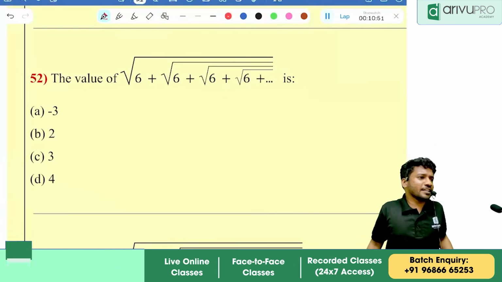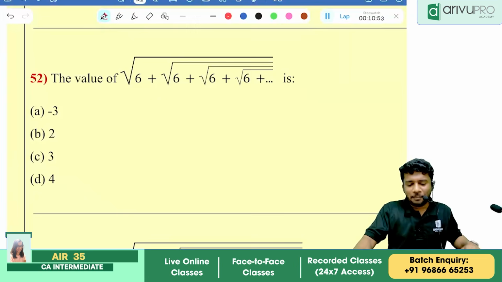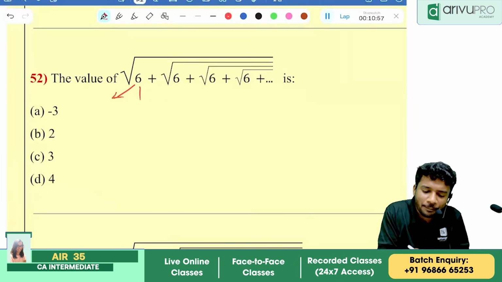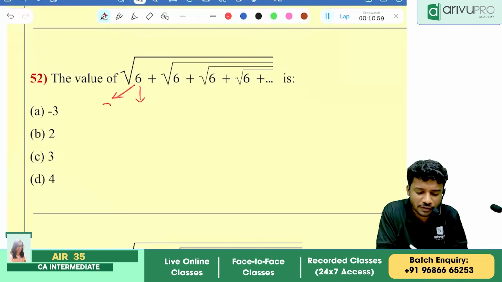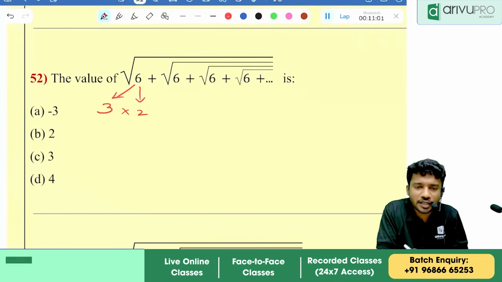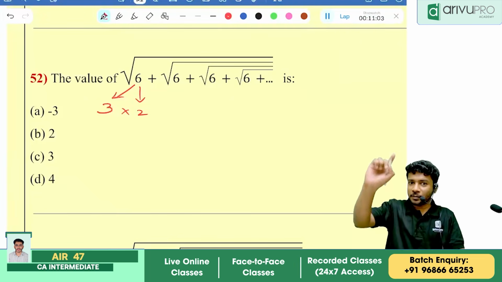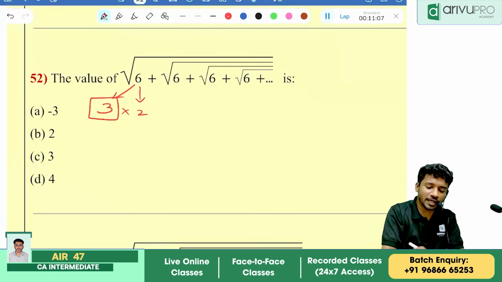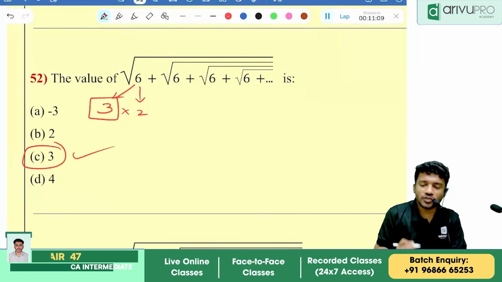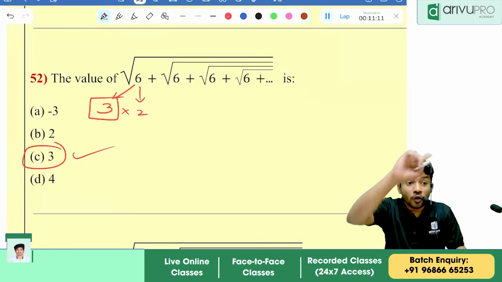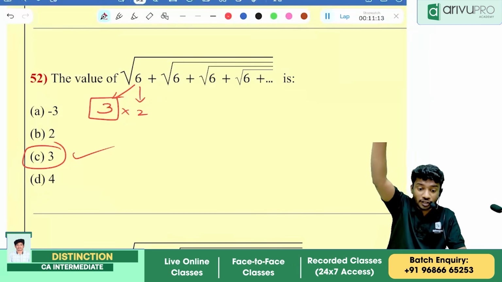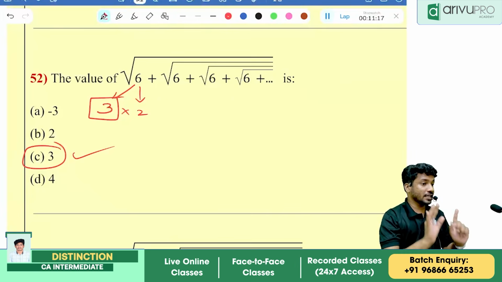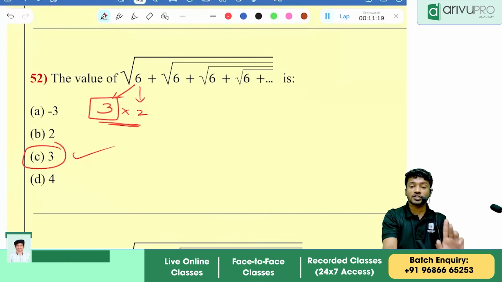We will learn it in the shortcut way. Okay. People, whenever a number is like the product of two consecutive terms, 3 into 2, correct? Always remember, always the answer will be the bigger term. Answer is what? 3. Whenever it is like root of 6 plus root of 6 plus root of 6 and all, answer will be what? Whenever it is like a product of two consecutive terms.